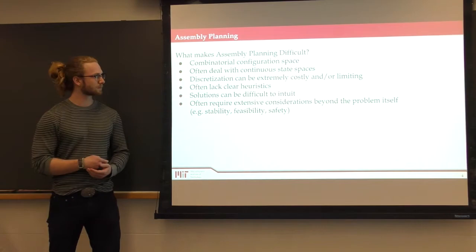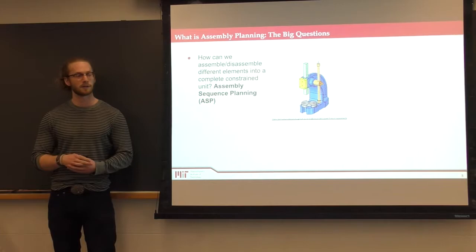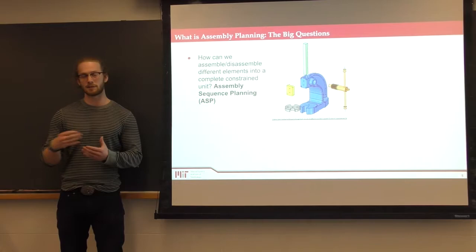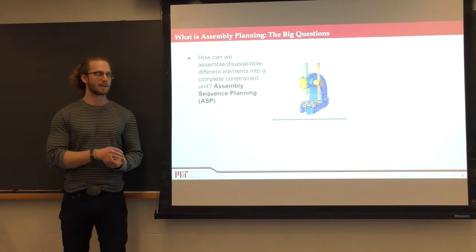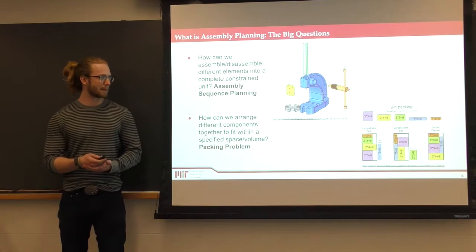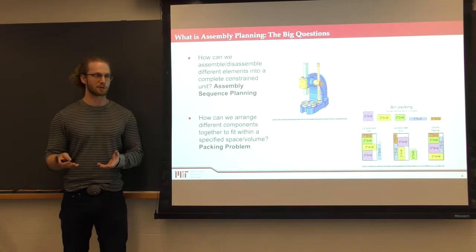So we decided to address two big questions in the assembly planning sphere. The first is assembly sequence planning, which is this question of, given the design for some complete structure, how can we develop a specific plan of how to assemble that structure or disassemble that structure part by part? And the second is the bin packing problem, which says, given a space and a number of spatial objects, how can we fit those objects in that space? If they don't all fit, how do we pick which ones do fit?